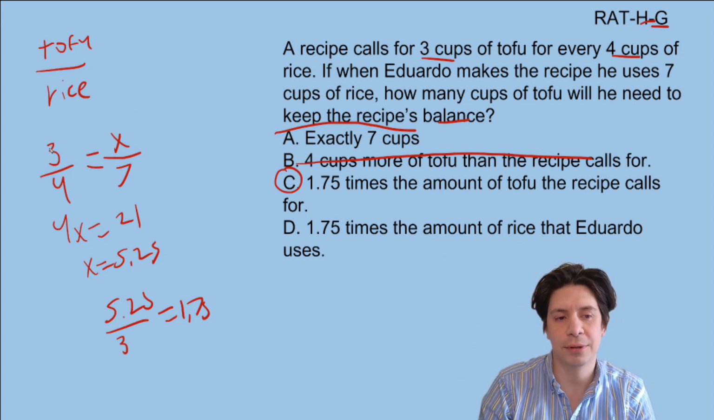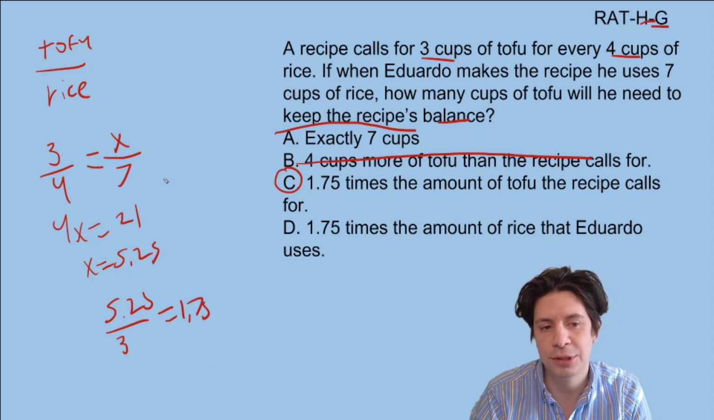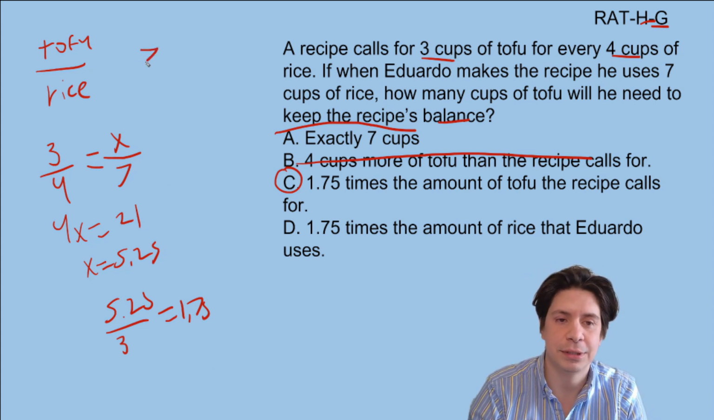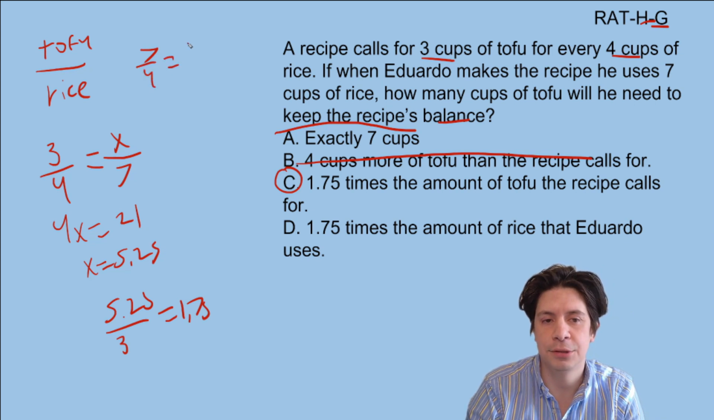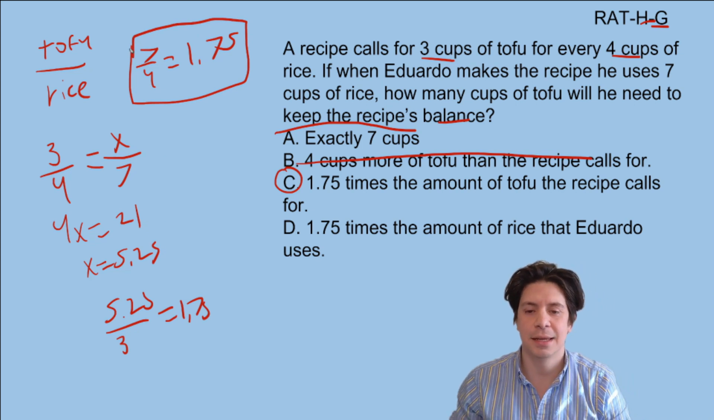So another way you could do this, right? This is the basic way, is you can find the value. The other thing you could do is just find what happens when you go from 4 cups of rice to 7, and you just do 7 divided by 4, and that gets you 1.75. If you understand the concept here, you can do that, and I'll save you maybe 5 seconds, 10 seconds.